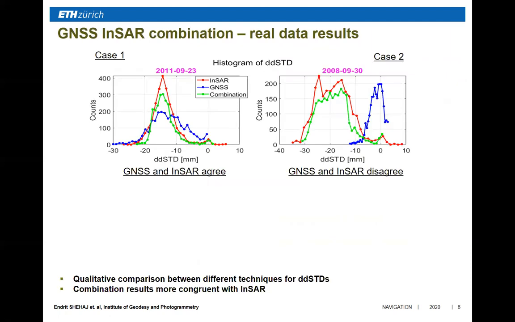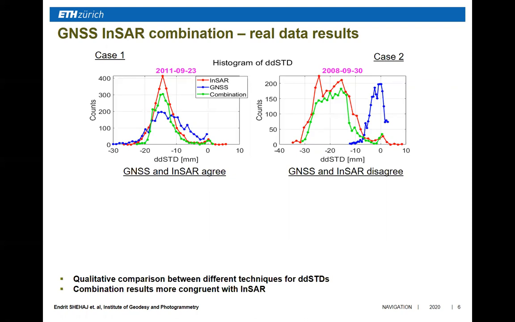Here I want to share with you only our real data results. In the paper, we also have some extended simulation data results and the closed loop validation. But here what I think is interesting is two cases from the real data: when GNSS and InSAR double difference slant total delays agree with each other, and when they do not agree with each other.